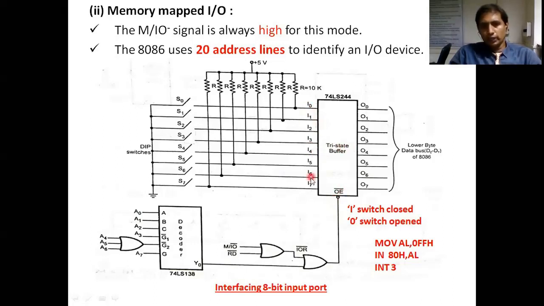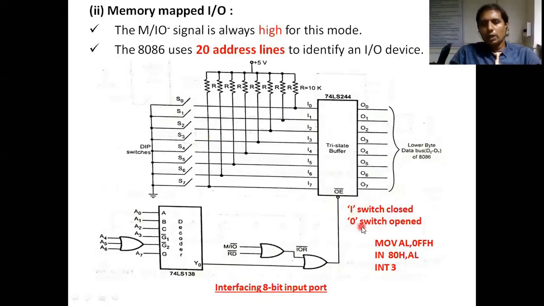See, buffer receiving the data from the keyboard, and that information is transmitted to lower byte of the processor because size of the buffer is 8-bit here. So that's why it will transmit lower byte of the processor. For example, processor. See here one important point is that whenever any switch is closed, what is the equivalent binary value? 1. Whenever any switch is open, what is the equivalent binary value?